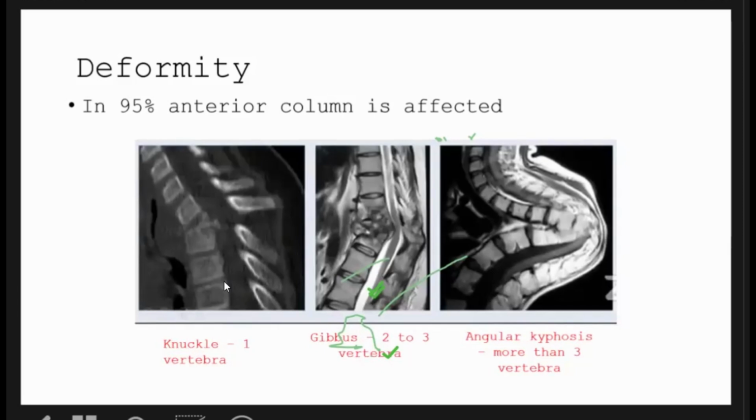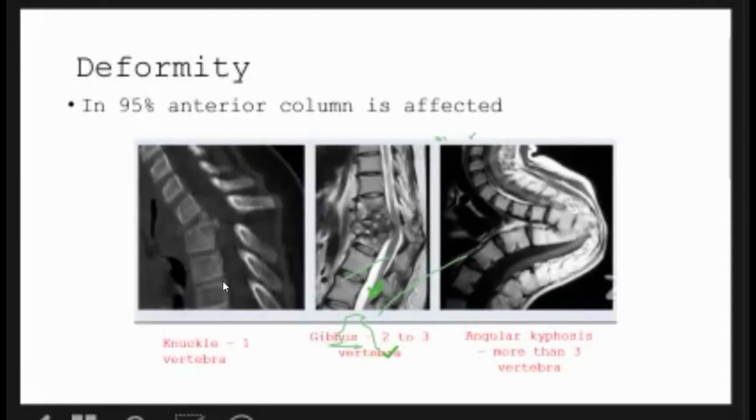So the third reason is deformity. As we know, 95% of the TB involvement is in the anterior column. So the anterior column tends to get disintegrated. There are terms which we refer to, such as a knuckle deformity. That is when one vertebra is involved. When 2 or 3 are involved, we call it a gibbous. And when more than 3 are involved, we call it a global kyphosis, anterior kyphosis.